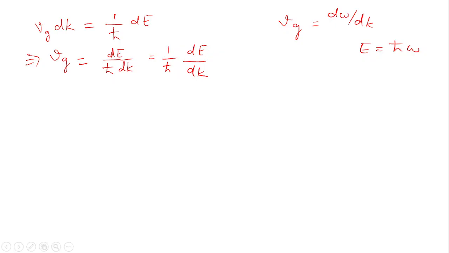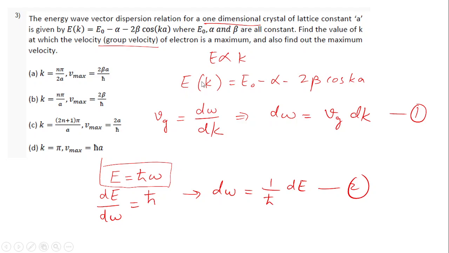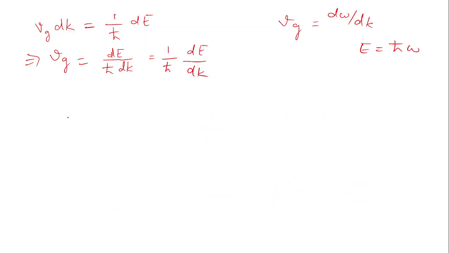Now dE in terms of k we already have. If I take derivative with respect to k, I will get dE by dk. So let's take derivative of this expression. E is E naught minus alpha minus 2 beta cos Ka. dE by dk I need to find out. E naught is constant, that is given in the question. E naught, alpha, beta, k, these are constants. 2 is constant, we already know. So when we take derivative with respect to k, this dE naught by dk will be 0. Derivative of alpha with respect to k will be 0.